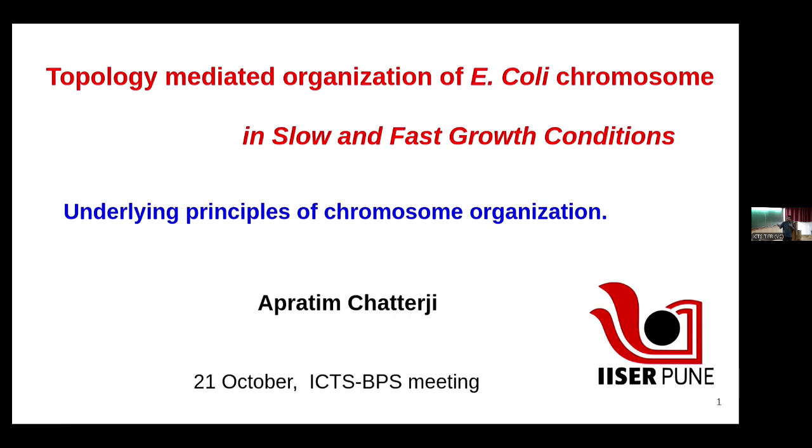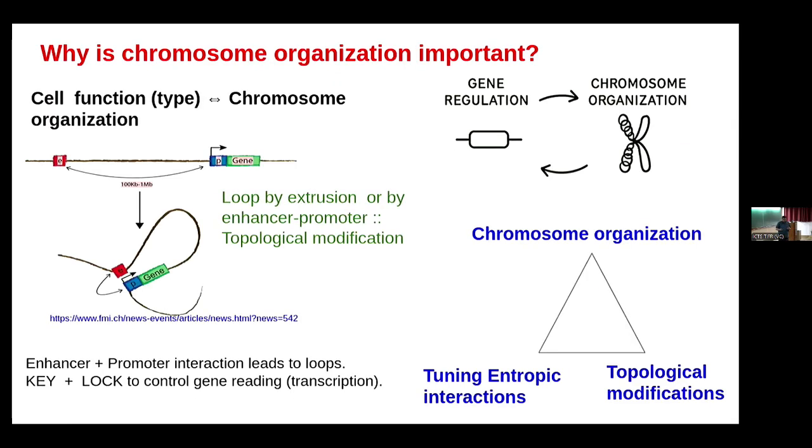So my formal title is Topologically Mediated Organization of E. coli Chromosomes in Slow and Fast Growth Conditions. And I shall explain what this means. But I could have also just equally said that my title is Underlying Principles of Chromosome Organization. And particularly in this talk, I'm talking about bacterial chromosomes. So first of all, why is chromosome organization important?